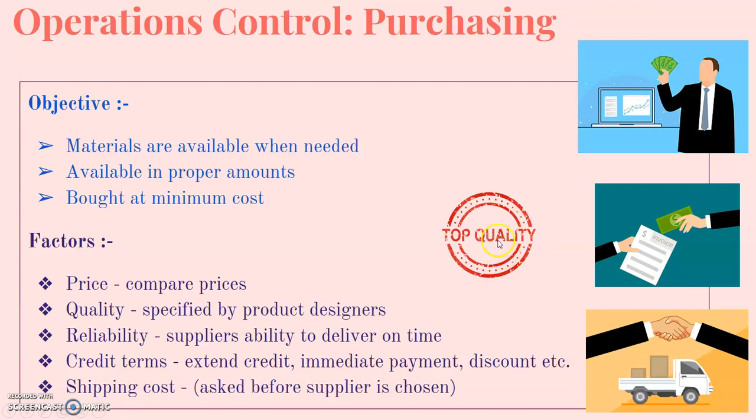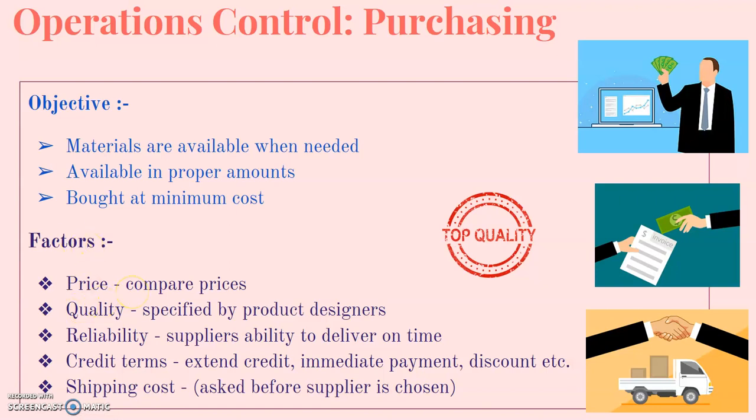Okay, now operation control. The first one is purchasing. When you purchase, of course, you would like to buy at the minimum cost. But remember, cost also reflects the quality. In purchasing, the objective is that the materials need to be available when you need them, in a proper amount, and bought at the minimal cost. There are a few factors to consider when you do purchasing.